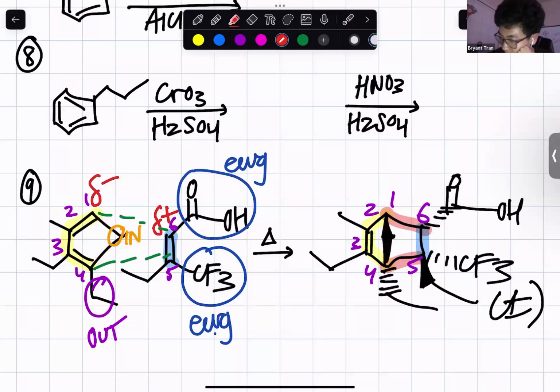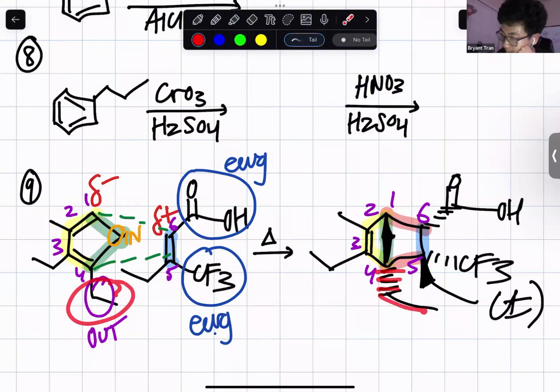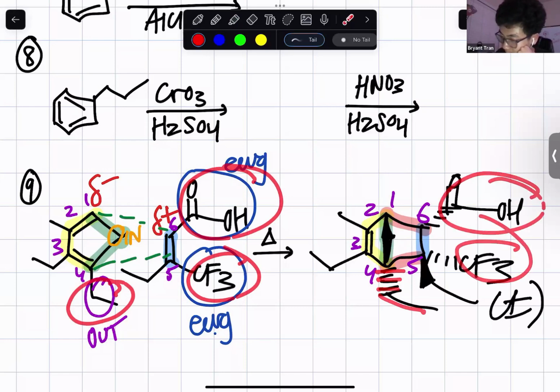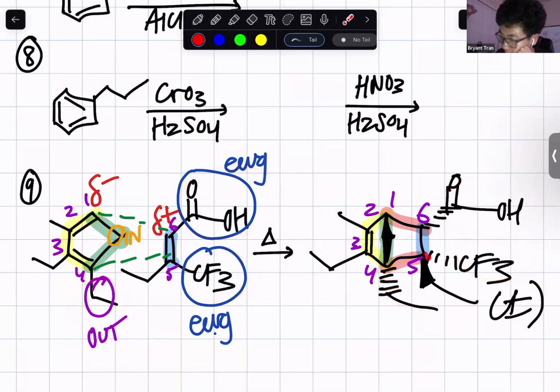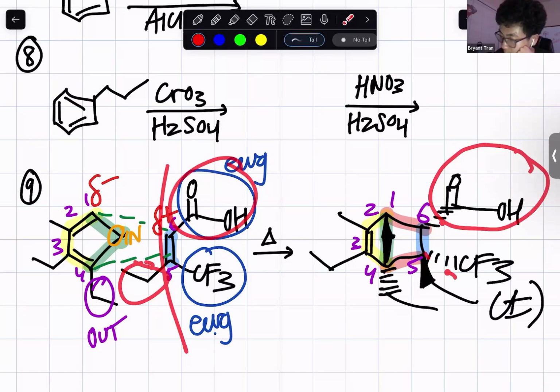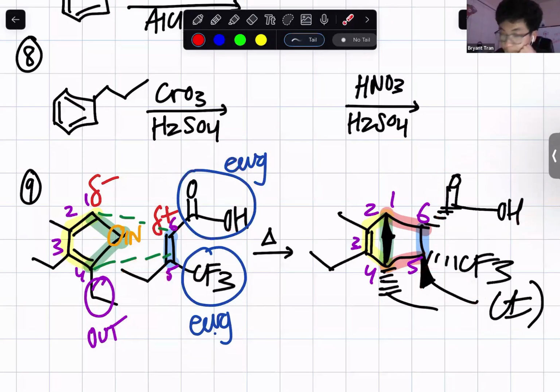So if you wanted to highlight it, let's highlight it green. This green part right there is that green part right there. And then this is the out group on carbon 4, which let's say it's dash, which has to be cis to the EWGs. So these EWGs here would also have to be dashes, right? And at carbon 5 right here, we have the ethyl group as well, which is trans to the carboxylic acid. So because the carboxylic acid here is dash, this ethyl group here would also have to be wedge, right? Because they're trans to each other.